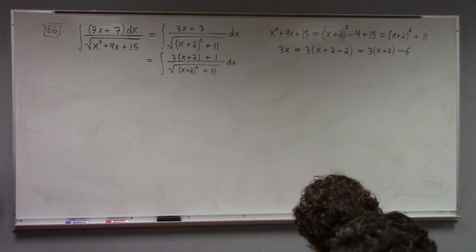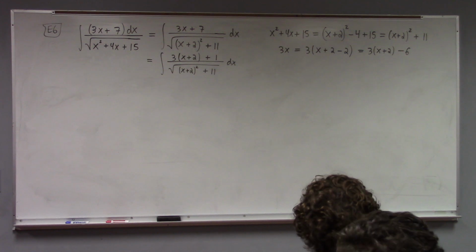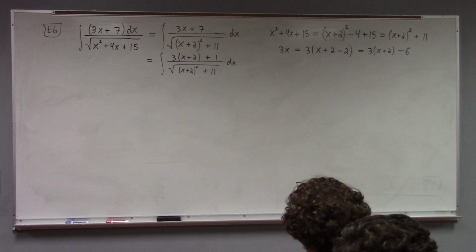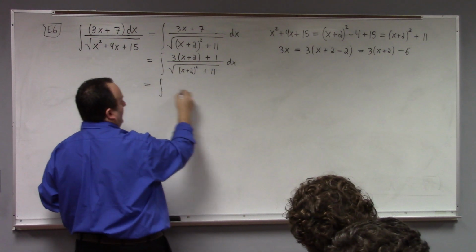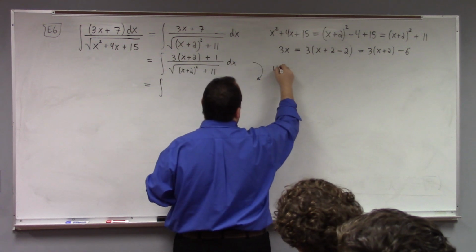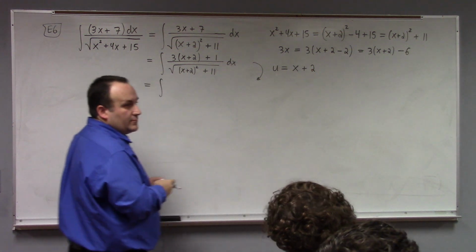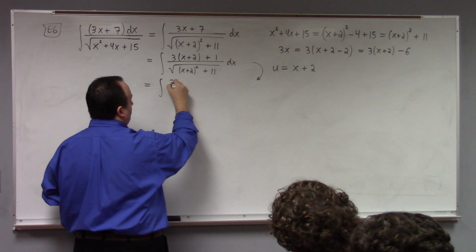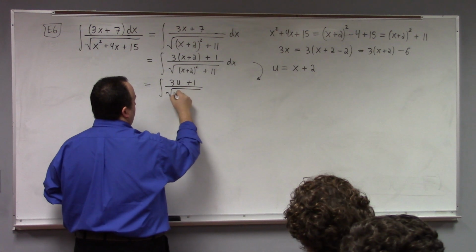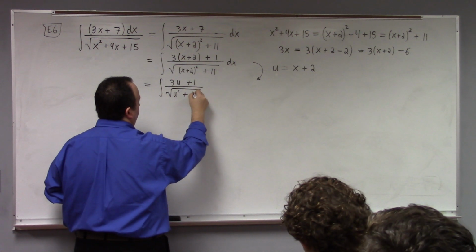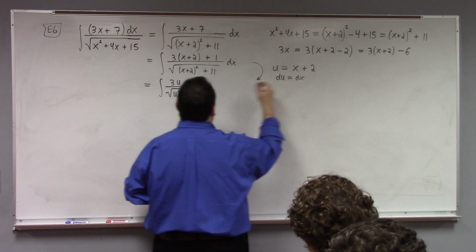I mean, there are different ways to go here. I think it might not be a bad idea to make a substitution before we make the trig substitution, right? You could do that. Let's do that. Let's let u equal what? How about this? u equals x plus 2. And then what do we got? We've got 3u plus 1 divided by the square root of u squared plus 11, and dx is what? It's du, right?